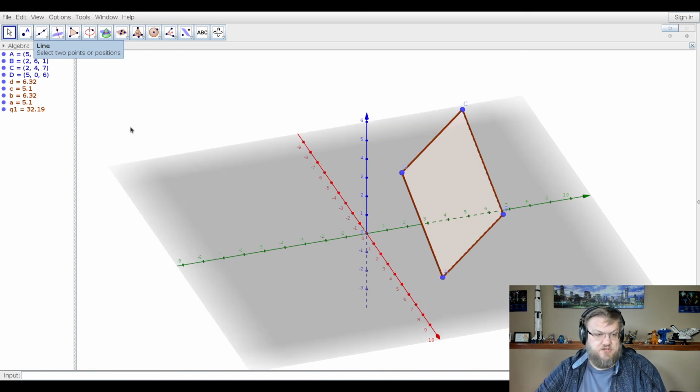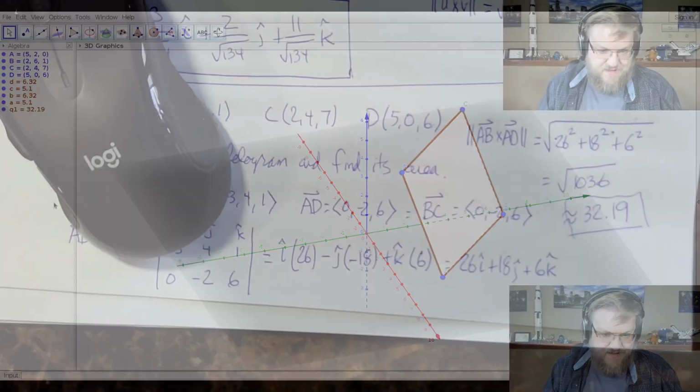By the way, do you notice GeoGebra over here? Look at this, 32.19. So when it drew this quadrilateral, it just automatically calculated the area. That's really nice to see. That's what we got, 32.19. Very cool. So we were able to find the area of that.